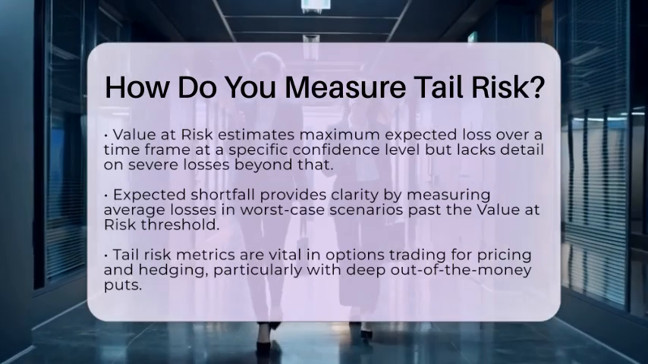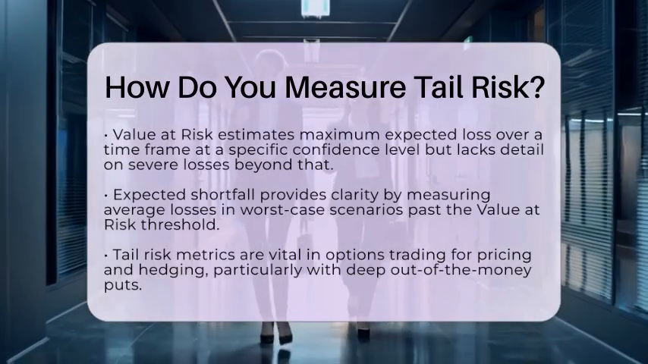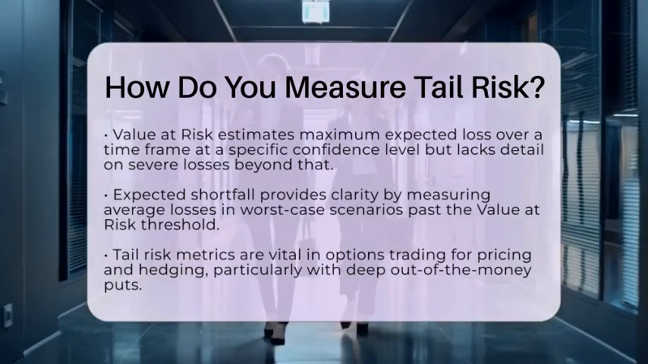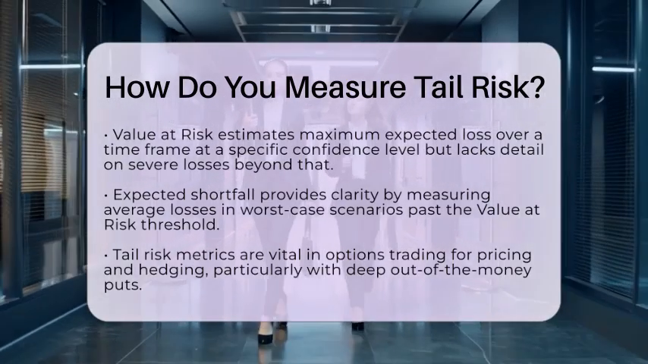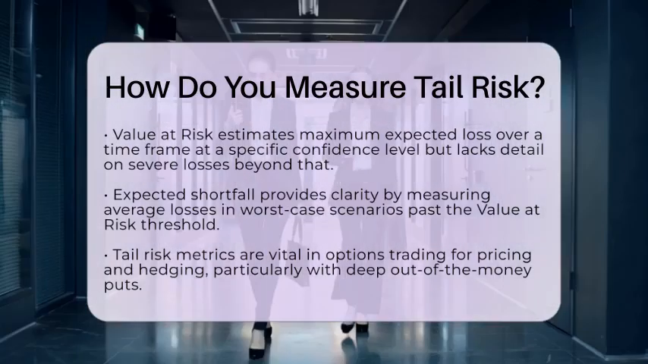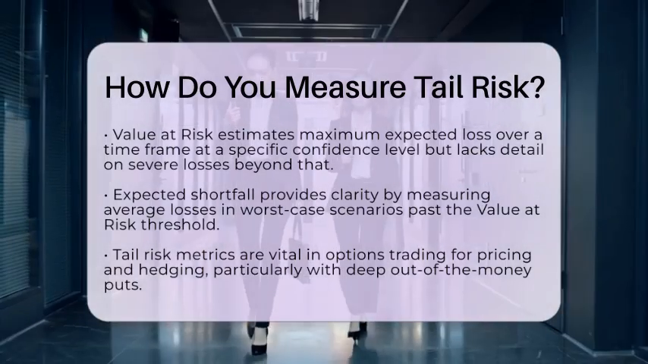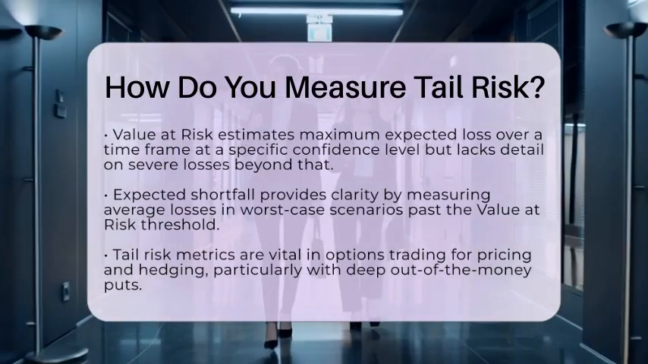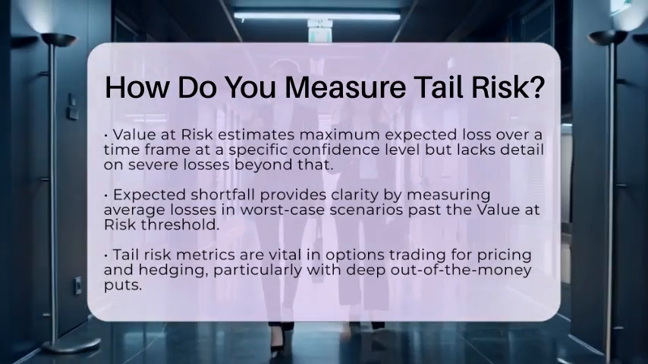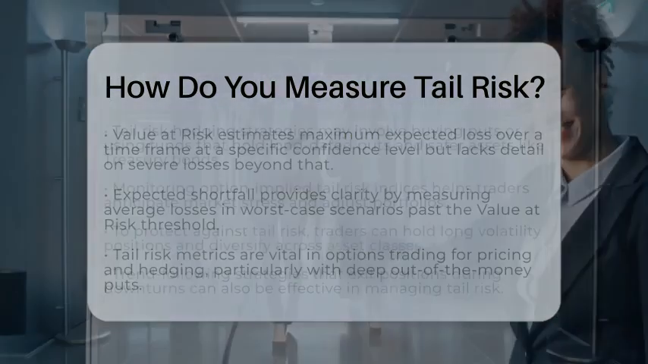Tail risk metrics are essential in options trading. Traders use these measures to price and hedge options, especially deep out-of-the-money puts that act as insurance against market crashes. Tail risk hedging strategies often involve buying these puts or using dedicated tail risk funds or exchange-traded funds that hold a mix of long-dated out-of-the-money put options and safer assets like treasury bonds. Monitoring option-implied tail risk indices can help traders anticipate increased market stress or potential crashes. This allows them to adjust their portfolios accordingly.